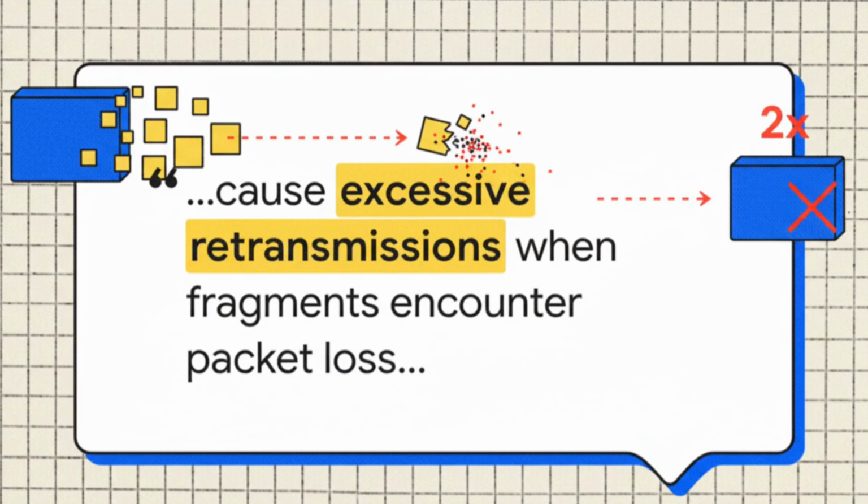And here's the real kicker. What happens if just one of those tiny fragments gets lost along the way? Well, the entire original packet is now completely useless. The receiving computer has to throw away all the other pieces it got and tell your computer, hey, send me that whole thing all over again. You can see how this would cause a huge number of retransmissions and just absolutely destroy your network performance.